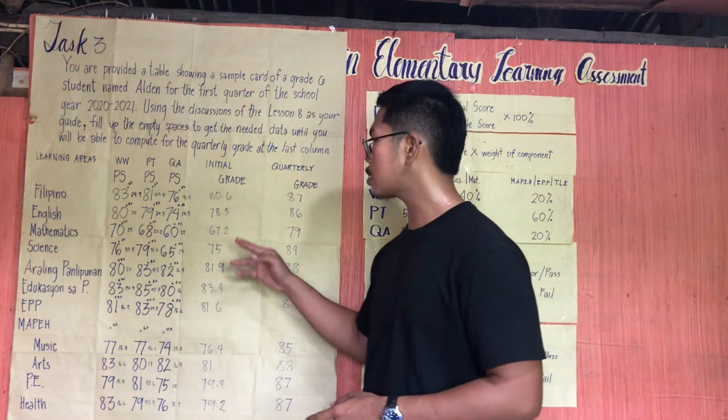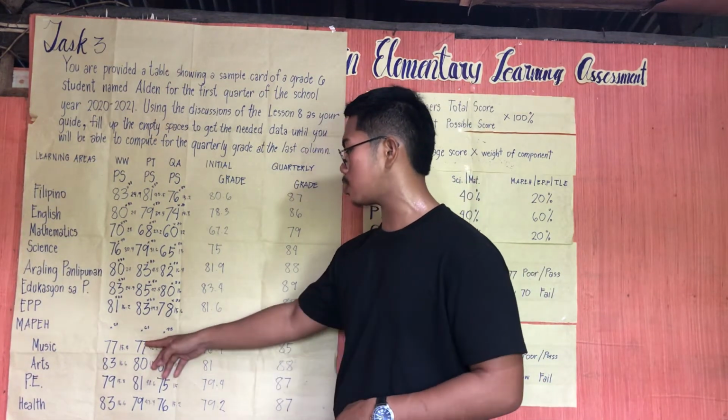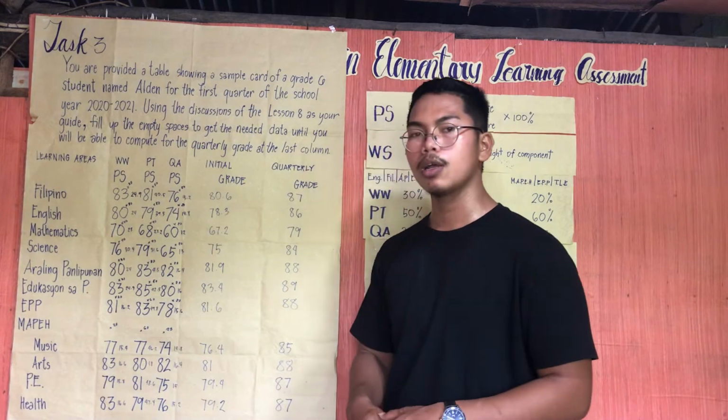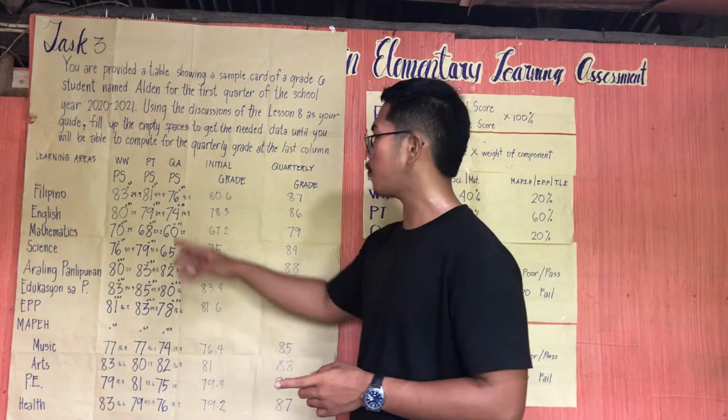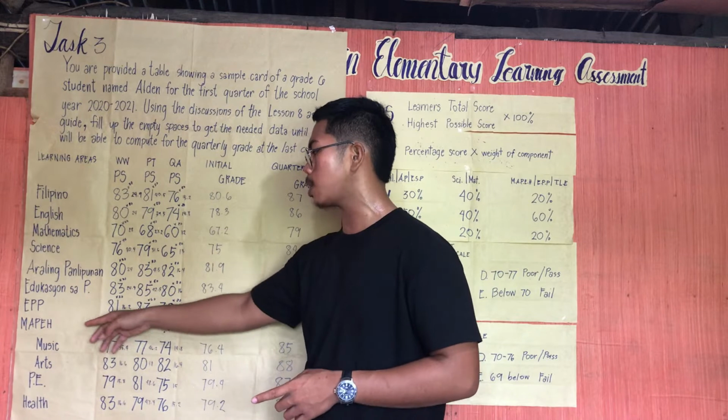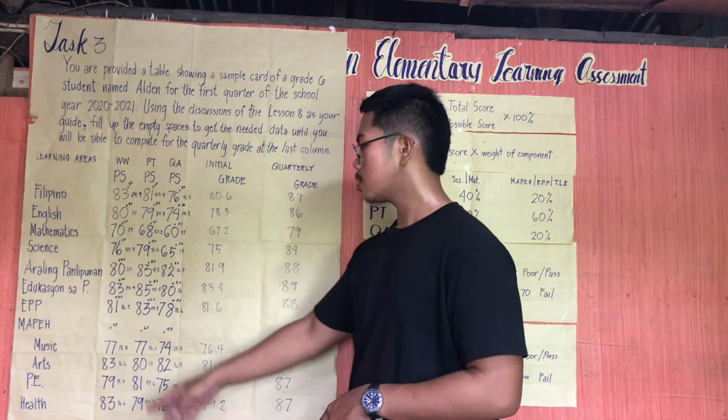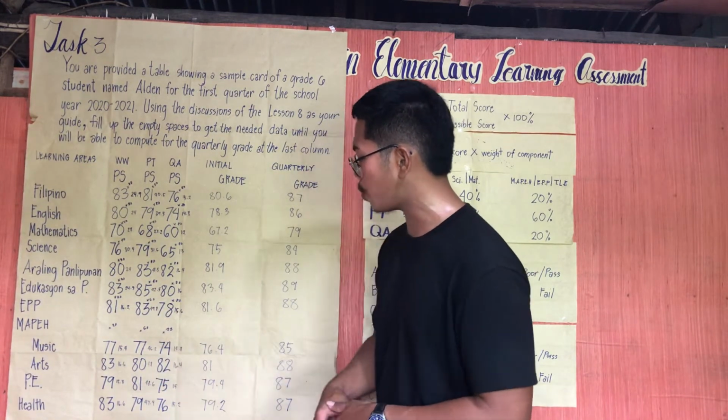And for the performance task, the given percentage score is 77 times 60, because 60 is the corresponding weight of component for the performance task in the subject of MAPE. 77 times 60 is equal to 46.2.